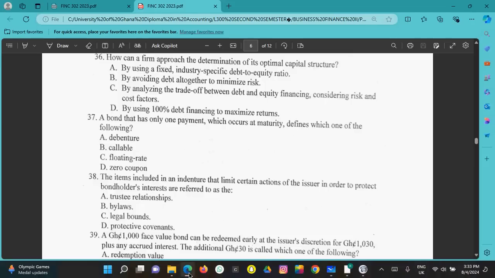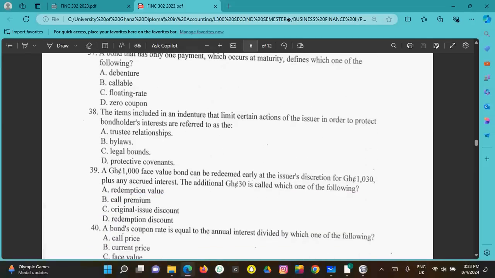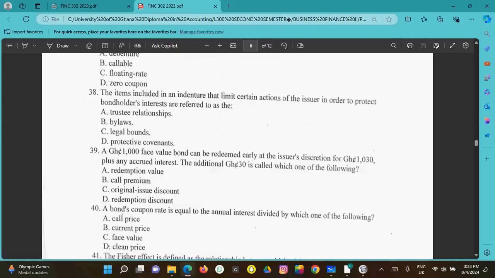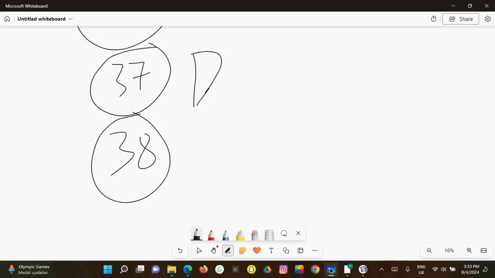Question 38. The items included in an indenture that limits certain actions of the issuer in order to protect bondholders' interests are referred to as... okay, so that's the protective covenant. So number 38 is the protective covenant.